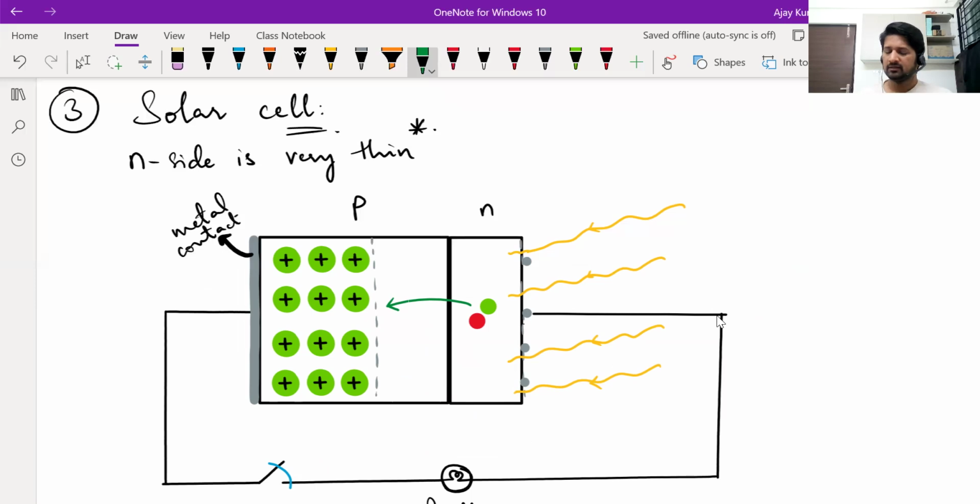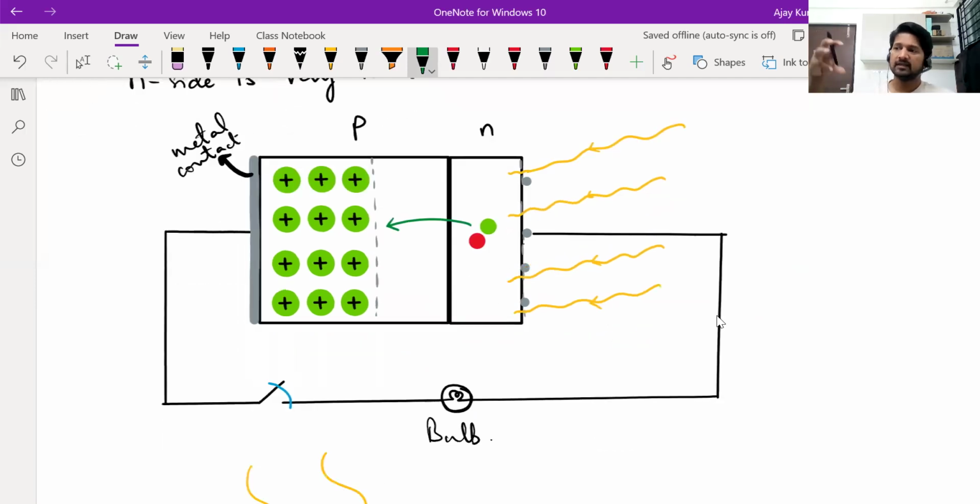As a result, what will happen? Excess electrons will be left on the N side. Holes will go to the P side. Electrons will be left on the N side. So you are creating a charge separation. And those charges have a chance of recombining through the circuit. So then current will start flowing through the circuit. Okay. So by making radiation incident on the depletion region on the N side, you are producing a current in this circuit.